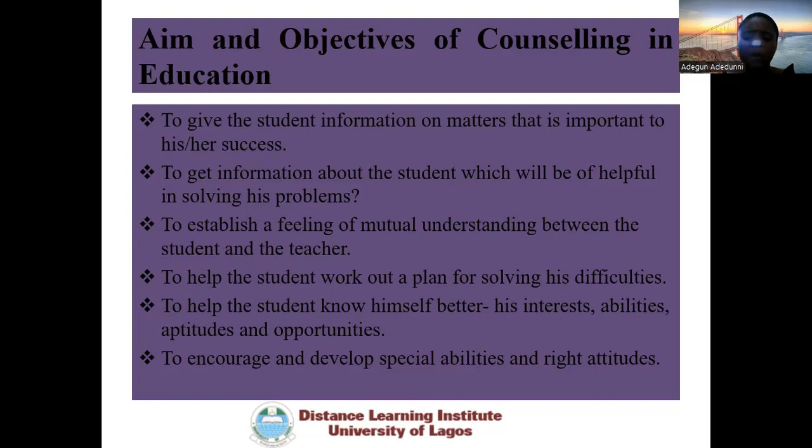Four, to help the student work out a plan for solving his difficulties, as learners and students encounter different problems or difficulties in the course of their learning. The aim and objective of counseling in an educational setting is to help that learner to be able to create a plan in solving this difficulty. Five, to help the student know him or herself better, his interest, ability, aptitude, and opportunity is important. When the student understands his or herself better, he or she is able to pick the right career in future.